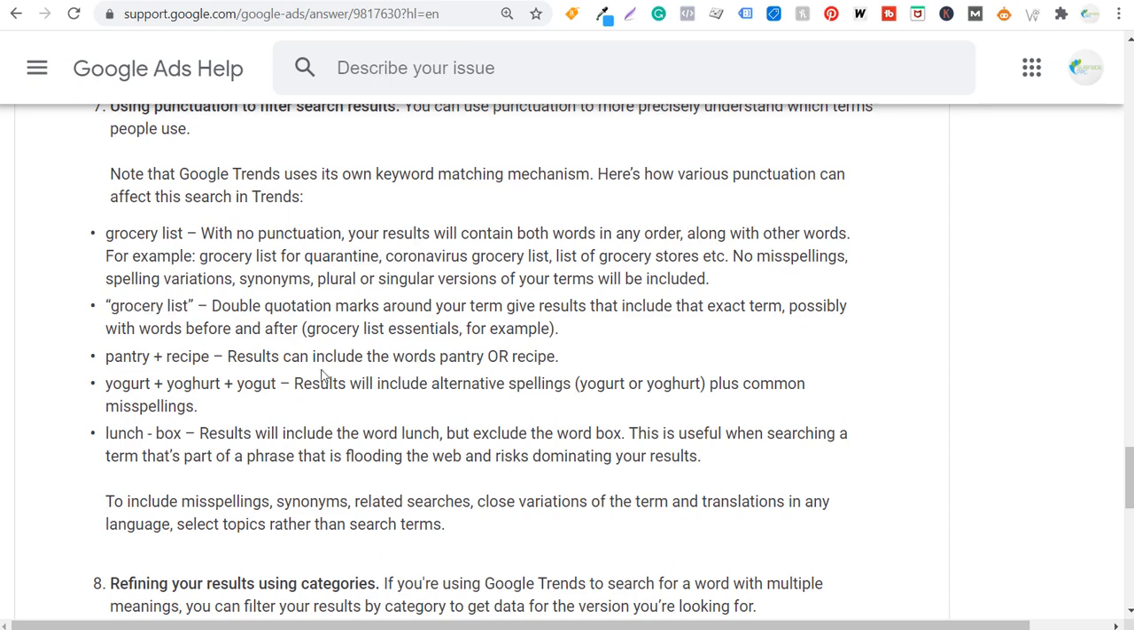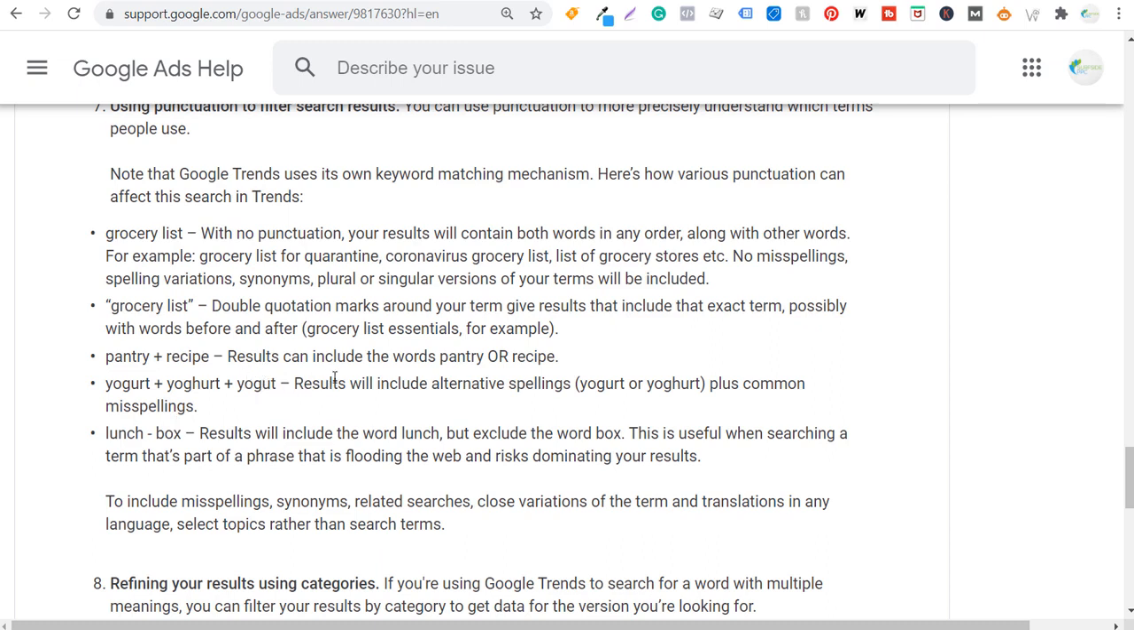Now, if you want to include multiple words, you could do pantry or recipe by doing pantry plus recipe. If you want to do alternate spellings, so you can see yogurt, they have yogurt with an H here, and then yogurt here as well, which I'm assuming is just a common misspelling.